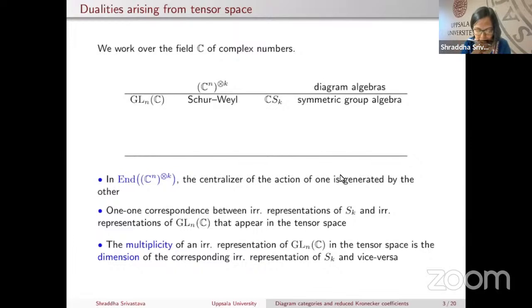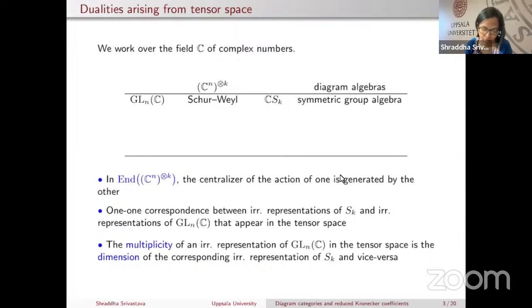So the statement can be made appropriately, by some modification, for any arbitrary field, for any infinite field at least. But we are going to work over the field of complex numbers only for this talk.